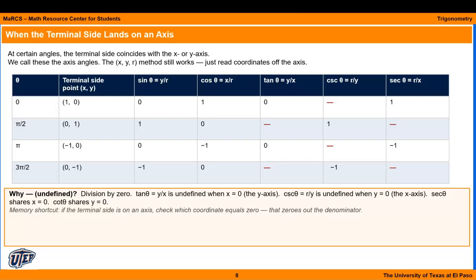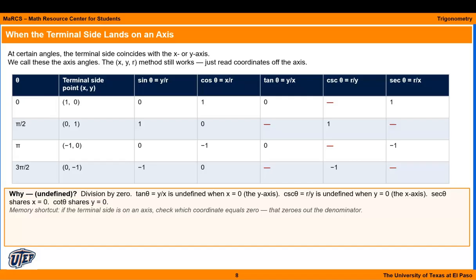At certain angles, the terminal side lies directly on one of the axes. For example, at 0, the point is (1, 0). At pi over 2, the point is (0, 1). At pi, the point is (negative 1, 0). And at 3 pi over 2, the point is (0, negative 1).